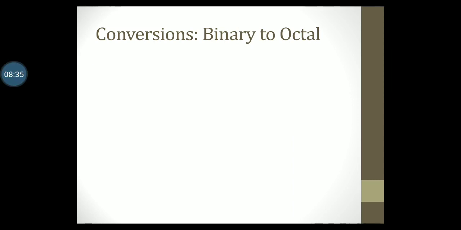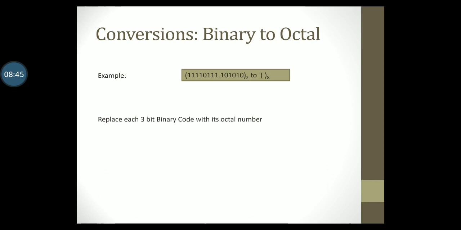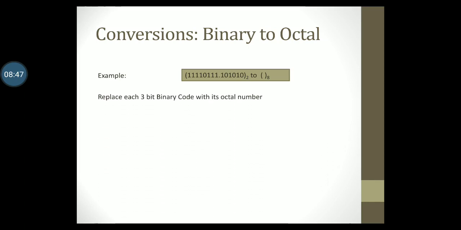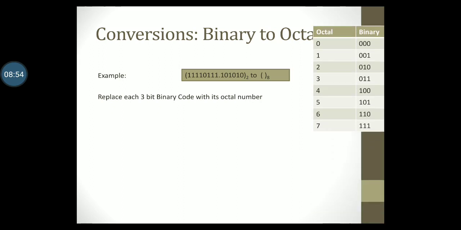Let us also see binary to octal conversions. Take an example to convert the following binary number into octal. In this method, we simply replace each 3-bit binary code with the corresponding octal number. Refer to the table for the code, but it is better to learn them by heart. So I rewrite the number as it is.